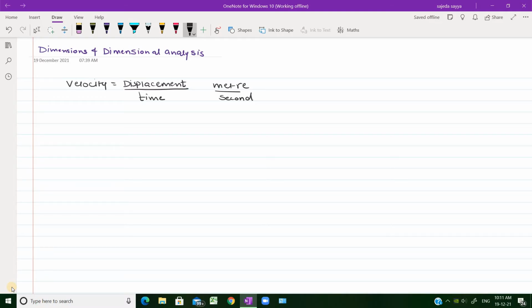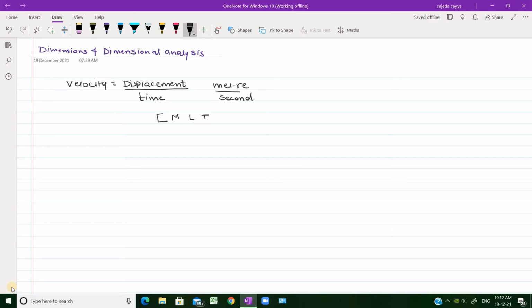Dimensions of any of the fundamental physical quantity or any of the derived quantity have to be written. They are always expressed in terms of fundamental units. So here the SI unit of velocity is expressed in terms of fundamental units, meter and second. To express dimensions, always a square bracket is used, where M is for mass, L for length, T for time. Generally, many of the physical quantities are expressed in terms of mass, length and time.